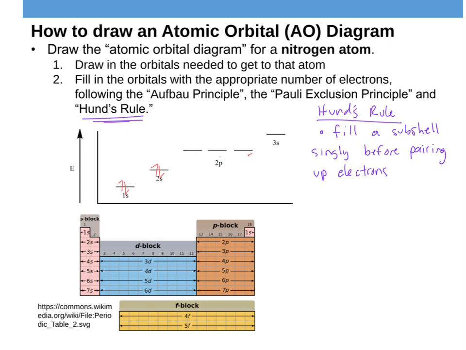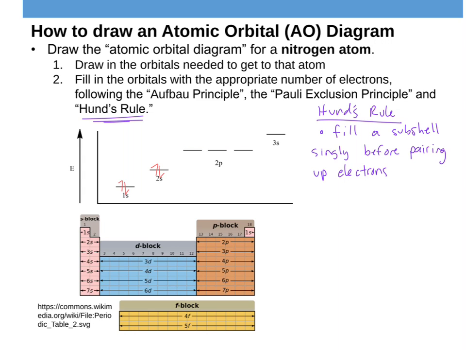So I do not, right, if I was to add electrons, I do not add them like this. I do not go, well, let's do a pair, and then another pair, and then my other one, right? We fill singly first across, then we pair if we need to. That's what Hund's rule is saying.